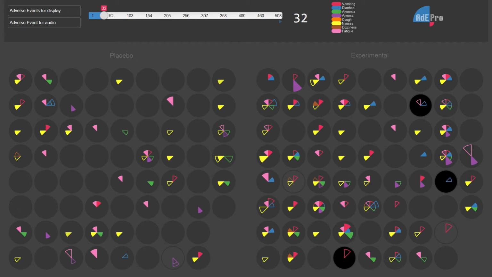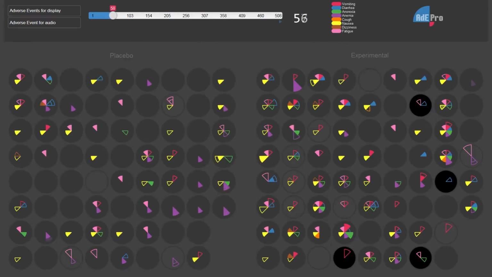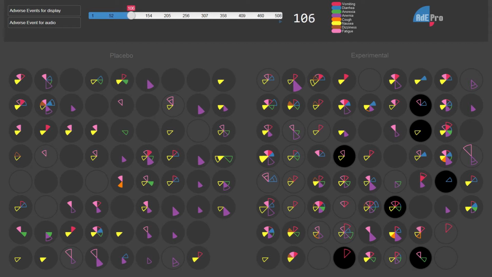The first thing I would like to draw your attention to are those black circles that you can especially now see on the right-hand side. Intuitively, this means that a patient died during the study progress. The next thing I would like to draw your attention to are these lighter gray circles, which you can also see more often on the right-hand side. This represents a dropout in the study.